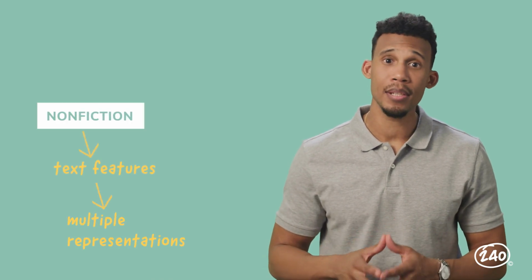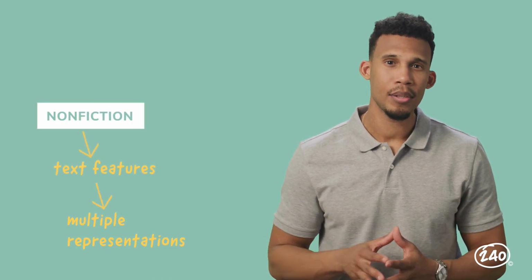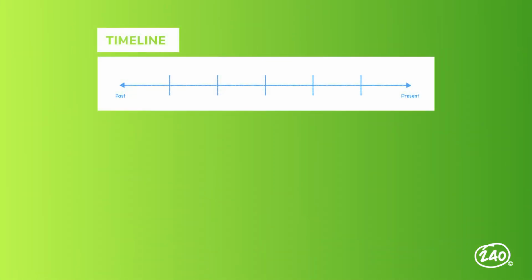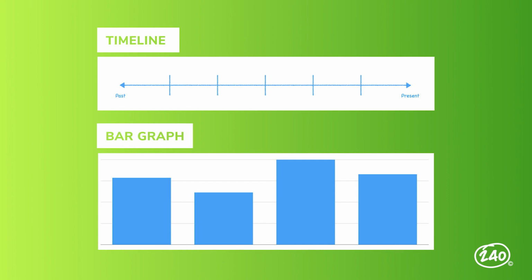You'll also need to have a good handle on multiple representations of information. Ask yourself, what visual tool would be best for displaying the information in the text? Reading a text about a period of history? A timeline is a great way to represent that information. Comparing how many pounds of food different animals consume in a day? A bar graph makes sense for that.